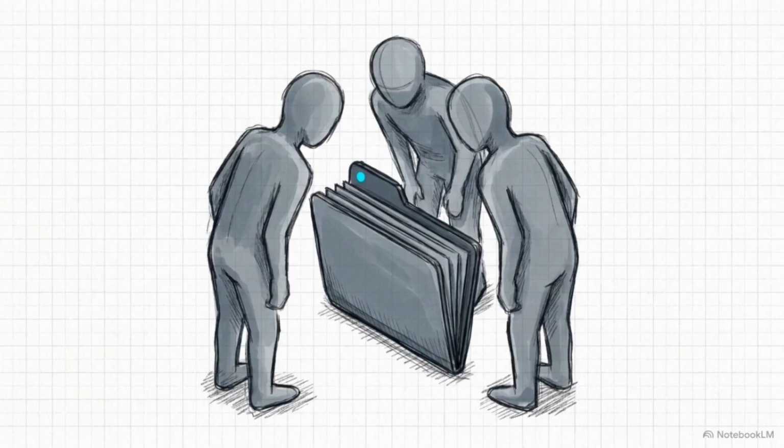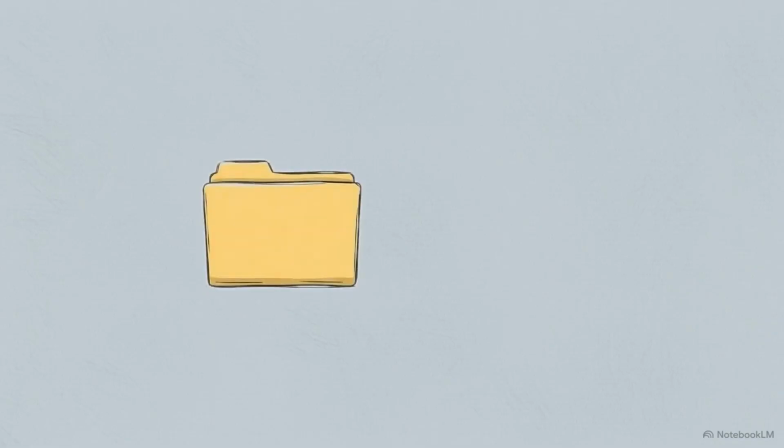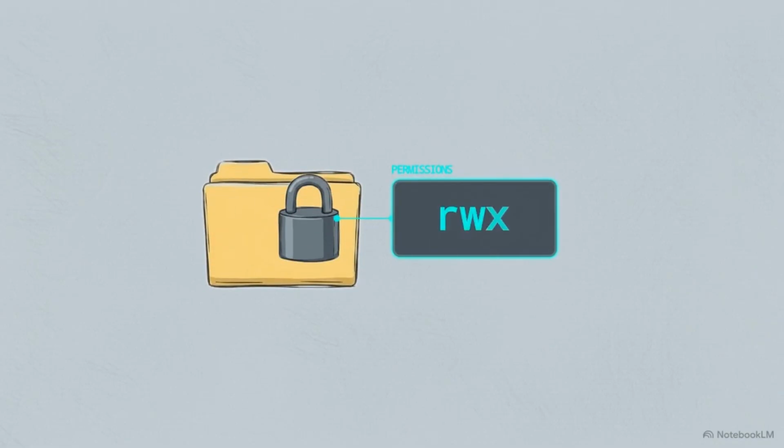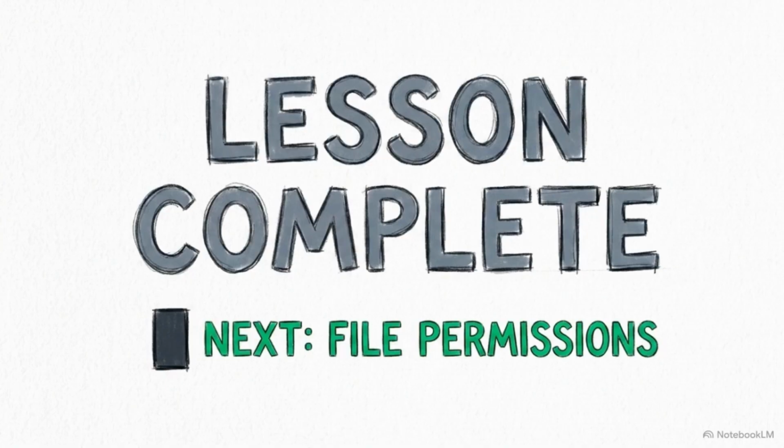Our evidence is isolated, but right now any user on this system could read it. To lock this file down, we need to apply specific Linux file permissions. We will secure the folder in the next lesson.